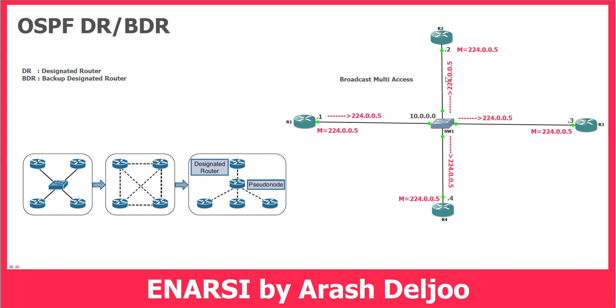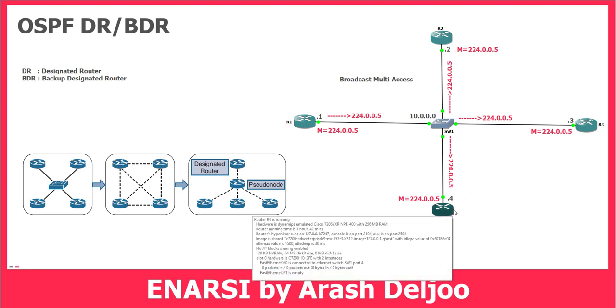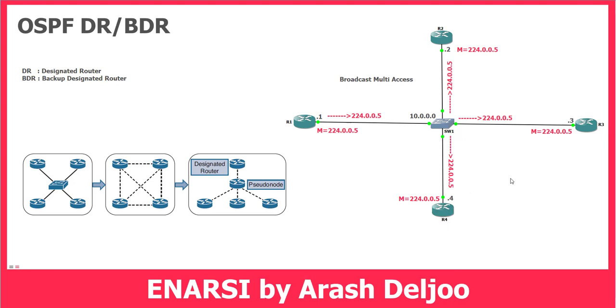Also, after R1, R2 should send its multicast packets. Again, R2's hello can be received by R1, R3, and R4. And also R3 should send its hello packet, and R4 should send its hello packet. And finally, we will have neighborship between all routers. Let me write here: we will have neighborship between router 1 and router 2, then router 1 and router 3, after that router 1 and router 4, then router 2 and router 3, router 2 and router 4, and finally router 3 and router 4.